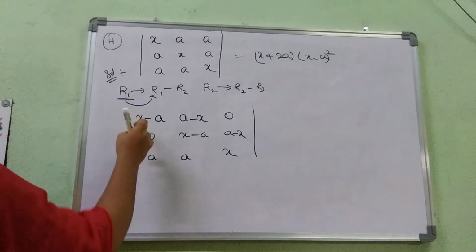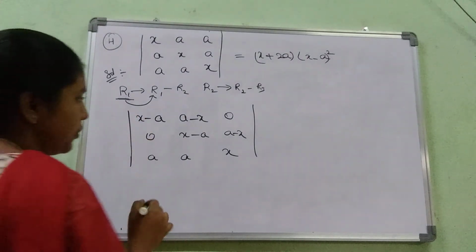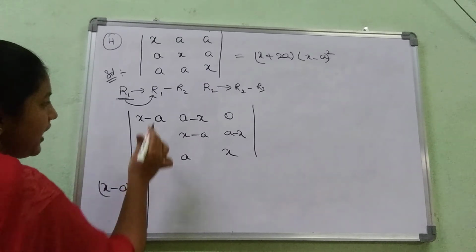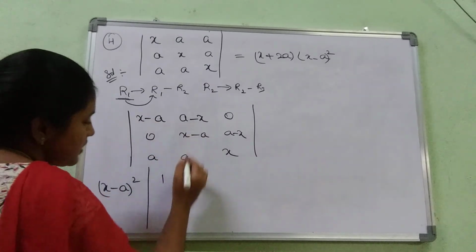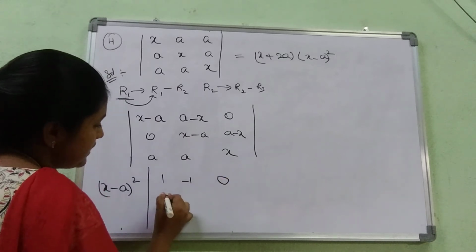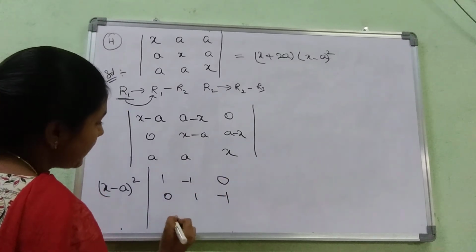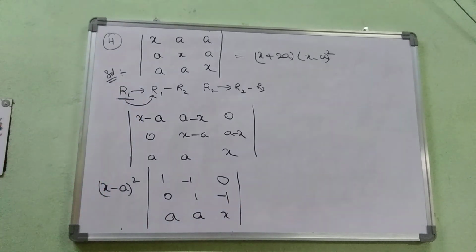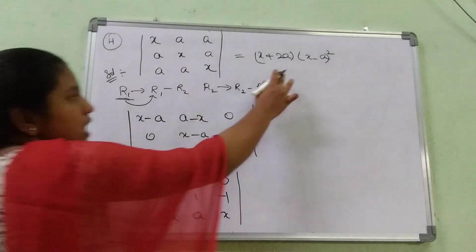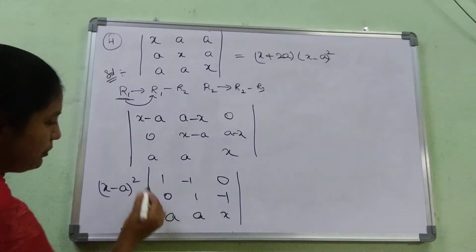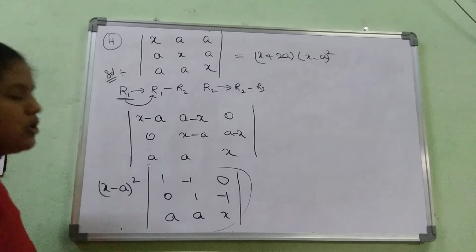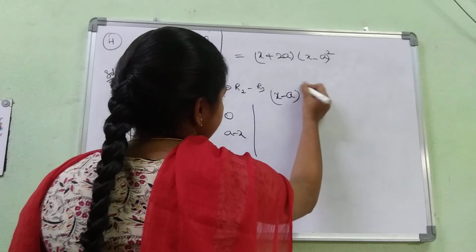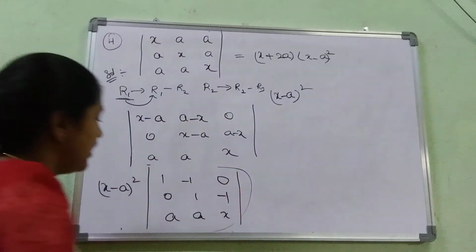Now from row 1 and row 2 I am taking x minus a out. So therefore it becomes x minus a whole square, if I take out x minus a, here x minus a means 1, minus 1, 0, 0, 1, minus 1, and the remaining elements are a a x. Okay, is it fine? But we need to get x plus 2a into x minus a whole square. Now I am doing that along this matrix.